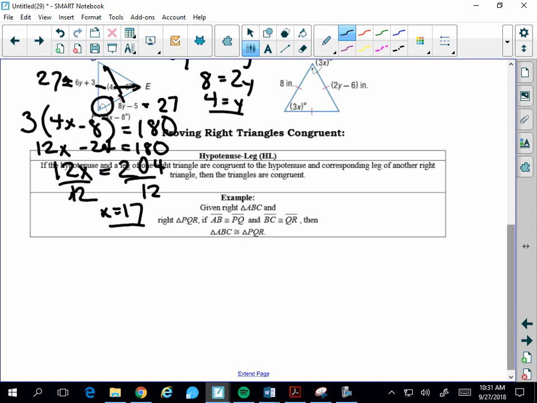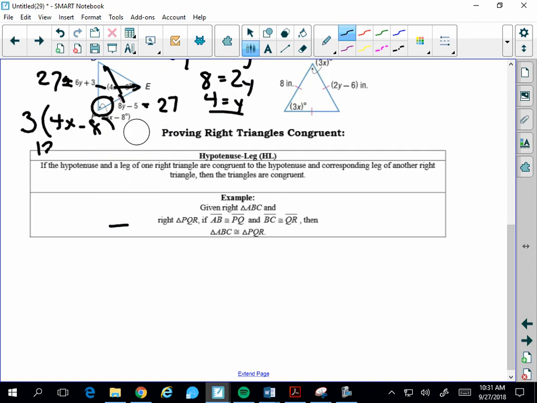The last thing that I want to talk about very quickly, and the reason I'm doing it very quickly is because it's really similar to all the stuff that we've already looked at with proving triangles congruent. And this one in particular talks about right triangles. One of the theorems that we have is if the hypotenuse and a leg of one right triangle are congruent to the hypotenuse and corresponding leg of another right triangle, then the triangles are congruent.